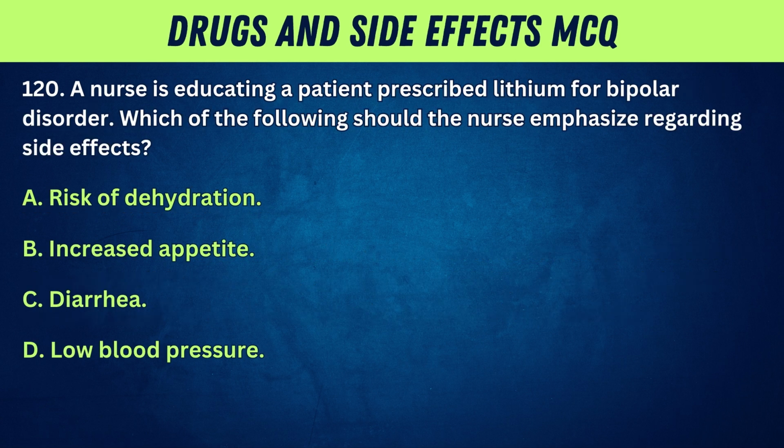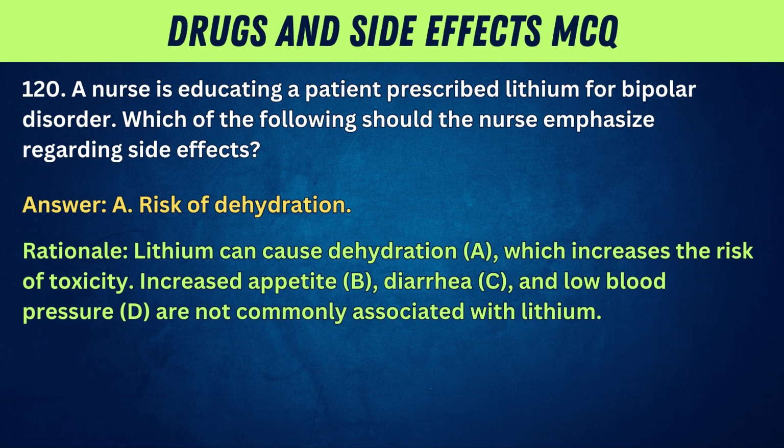120. A nurse is educating a patient prescribed lithium for bipolar disorder. Which of the following should the nurse emphasize regarding side effects? A. Risk of dehydration. B. Increased appetite. C. Diarrhea. D. Low blood pressure. Answer: A. Risk of dehydration. Rationale: lithium can cause dehydration, A, which increases the risk of toxicity. Increased appetite, B, diarrhea, C, and low blood pressure, D, are not commonly associated with lithium.